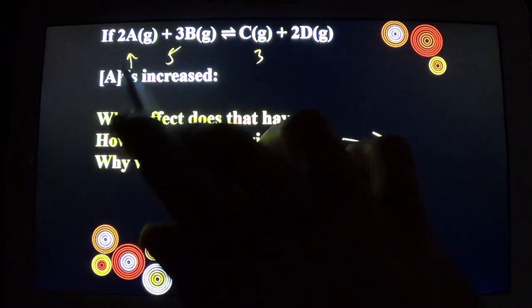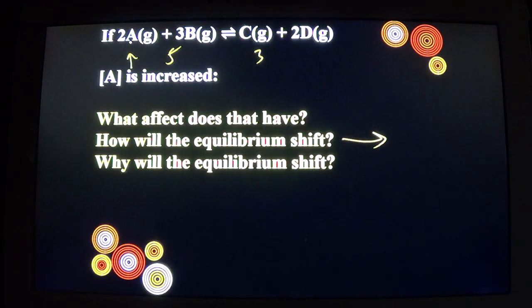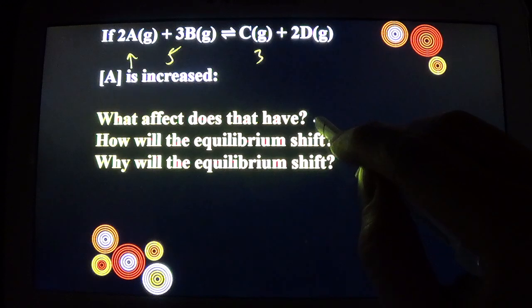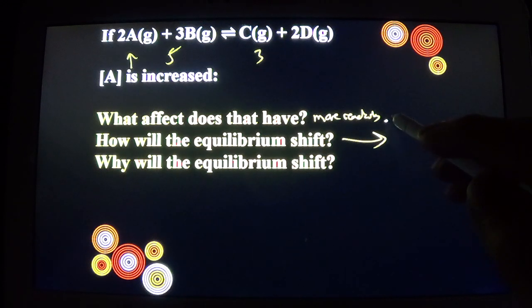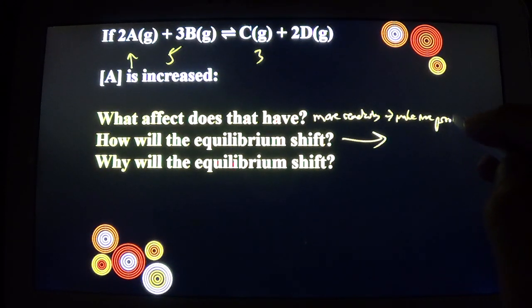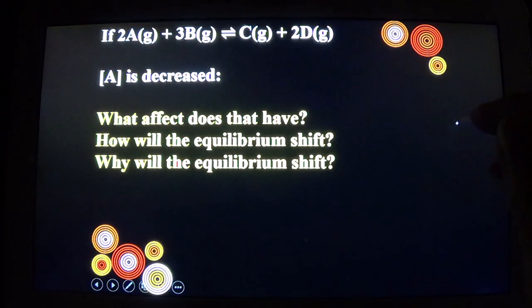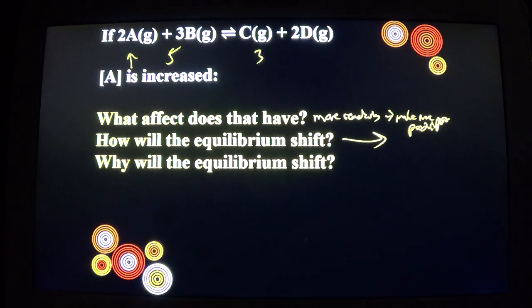Again, if I add in more A, here's a syringe with some more gas A. I'm going to poke it into my flask and squirt the extra gas in. For a moment, that makes more reactants. How do I get rid of that extra reactant? The reaction will want to make more products with it. Make more products. That will minimize the effect of more reactants, is to kind of use it up.